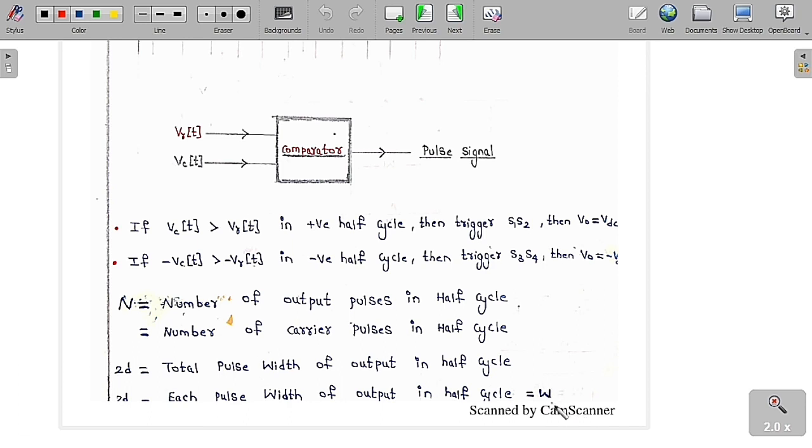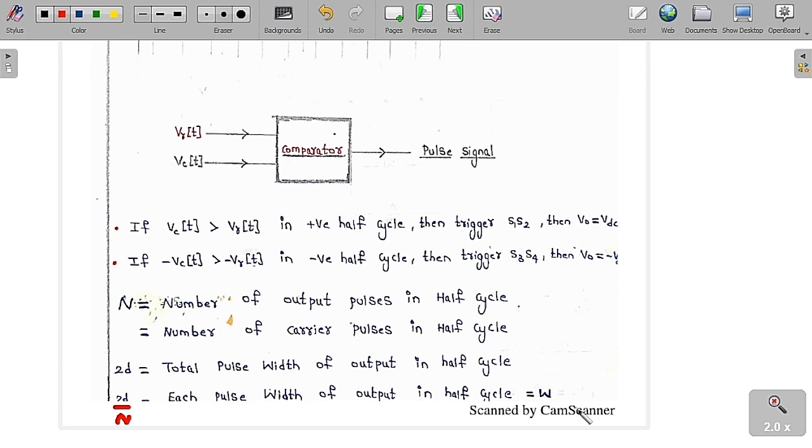So it is also called W. So W is equal to 2D by n. So 2D by n is called the each pulse width of output in half cycle, which is equal to W. Simply, we can say that the pulse width of each pulse in a given half cycle in the output voltage is equal to 2D by n. So W is the each pulse width of output in half cycle.